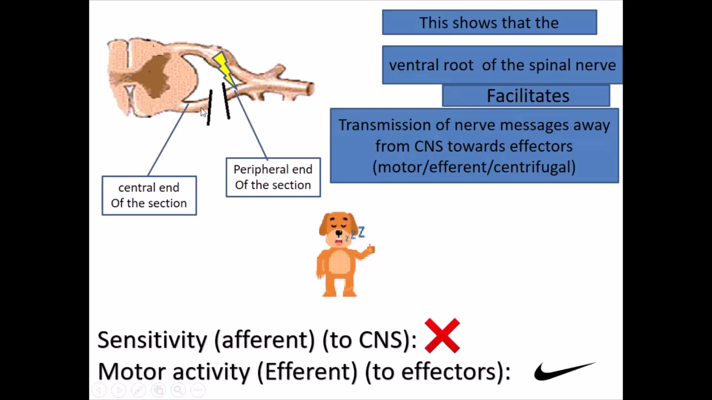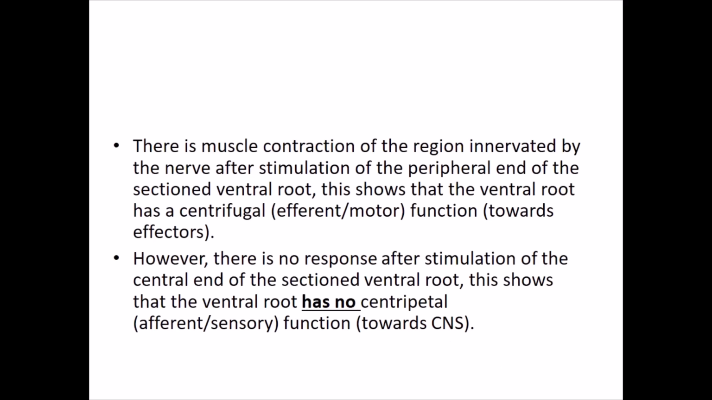So the ventral root, despite not being able to send messages into the CNS or the spinal cord, it can, if the road is open, send messages to the muscles. Very good. So this is the ventral root. So if we put a complete interpretation of the experiment, you can pause the video and copy this in your copybooks. There is muscle contraction of the region innervated by the nerve after stimulation of the peripheral end of the section ventral root. This shows that the ventral root has a centrifugal efferent or motor function towards the effectors.